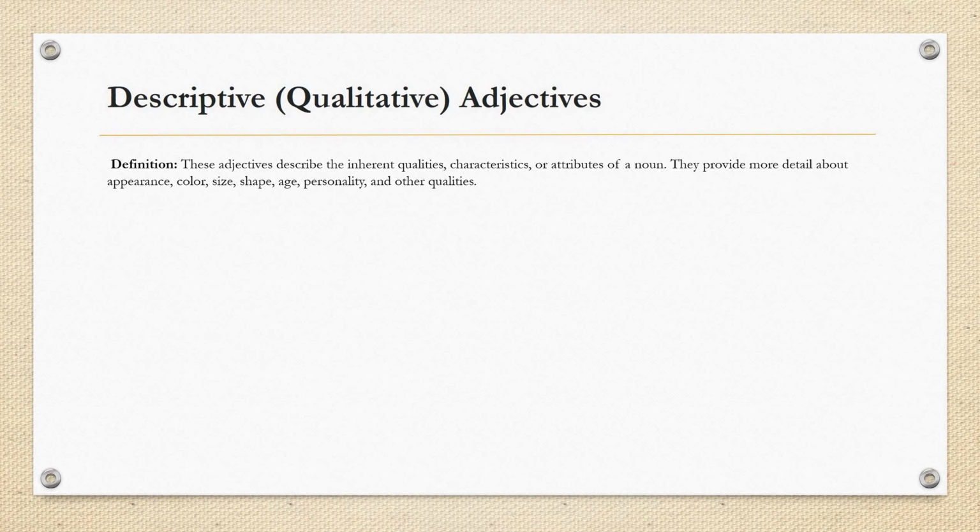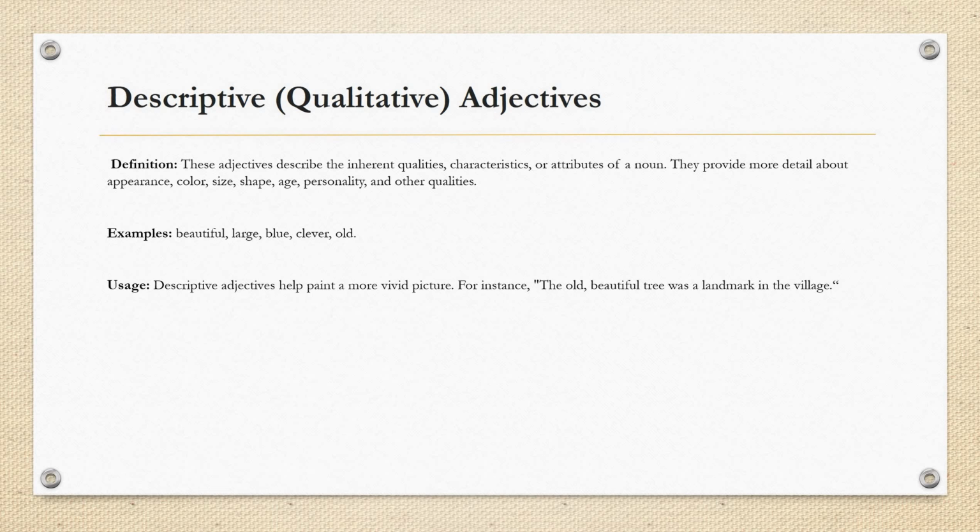These adjectives describe the inherent qualities, characteristics, or attributes of a noun. They provide more detail about appearance, color, size, shape, age, personality, and other qualities. Example: beautiful, large, blue, clever, old. Usage: descriptive adjectives help paint a more vivid picture. For instance, the old beautiful tree was a landmark in the village.